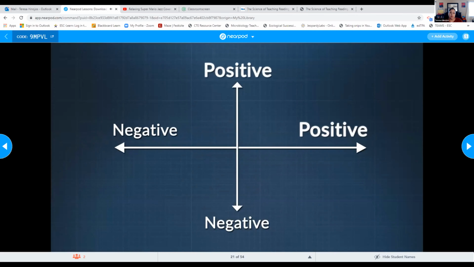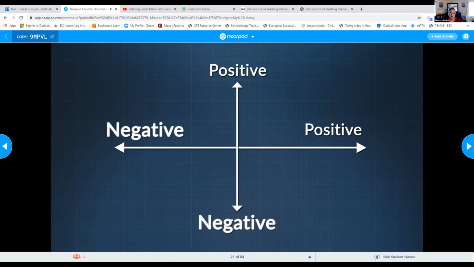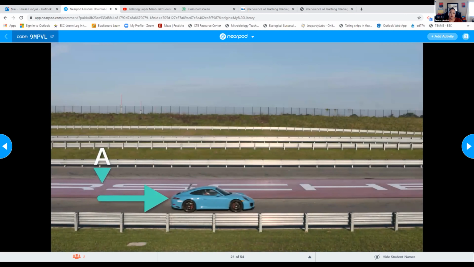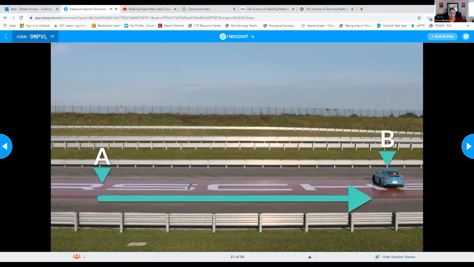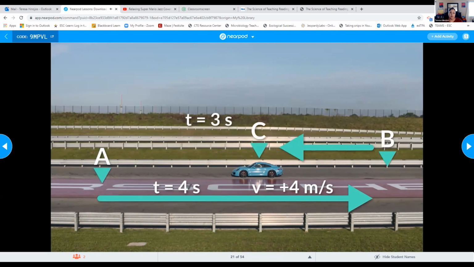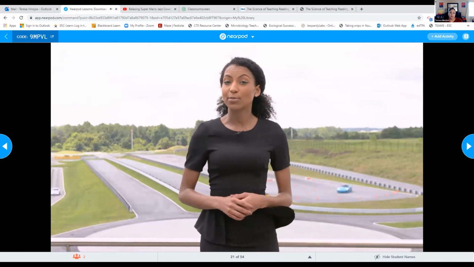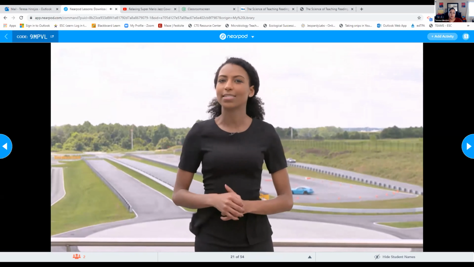We usually treat right and up as positive and left and down as negative. So when the car was going from point A to point B, it was traveling in the positive direction because we've designated right as the positive direction. If the car went from A to B in 4 seconds, then its average velocity was 4 meters per second going in the positive direction. But when the car was going from point B to point C, it was facing the other way. If it did so in 3 seconds, then it had an average velocity of 2.67 meters per second in the negative direction.